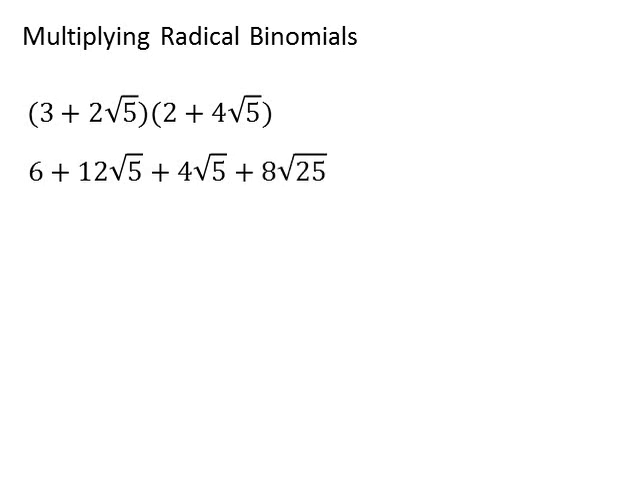Now at this point, I hope you recognize that root 25 can be simplified into just 5, because the square root of 25 is 5. And that 5 times 8 is 40. So I have 6 plus 12 root 5 plus 4 root 5 plus 40.